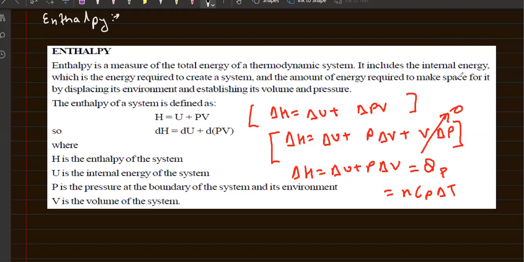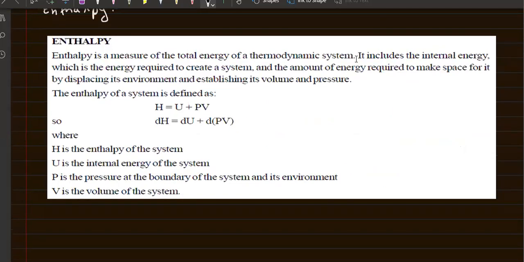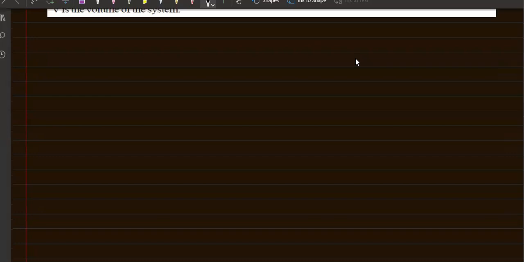This was the revision that I wanted to do before starting thermochemistry, because you should know what enthalpy is. Now let's see. We have a reaction A plus B gives C plus D. Obviously, in order for this reaction to happen, there must be some energy change. And each reactant and each product has some energy.